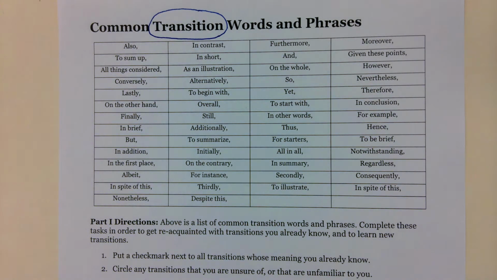Same idea as yesterday, or the last time we were dealing with a list like this with attributive tags. I want you to go through and just put a check next to the ones you know and circle the ones you don't know. So I'll just help you in case you forgot.